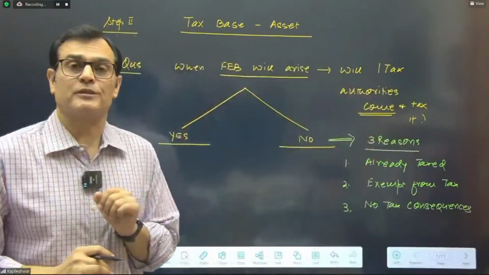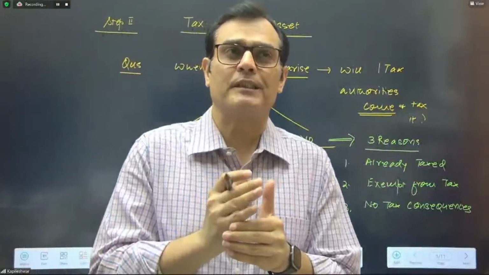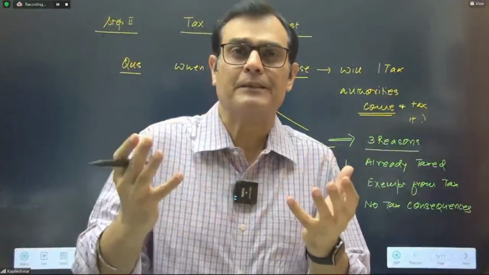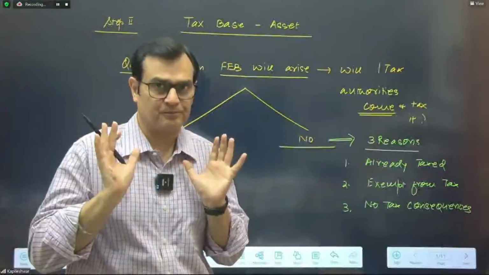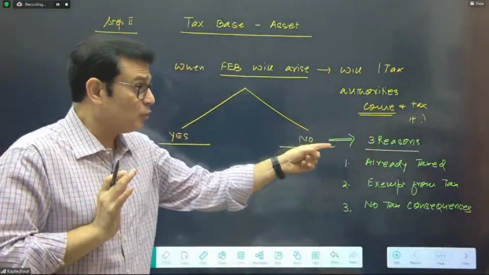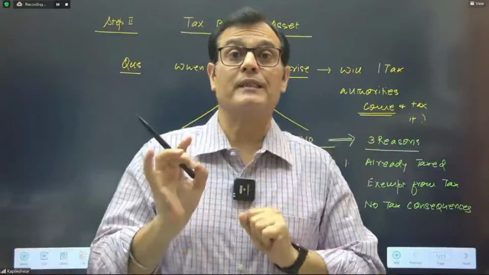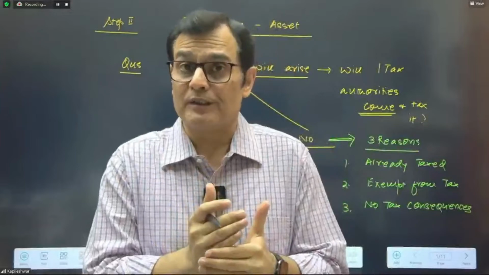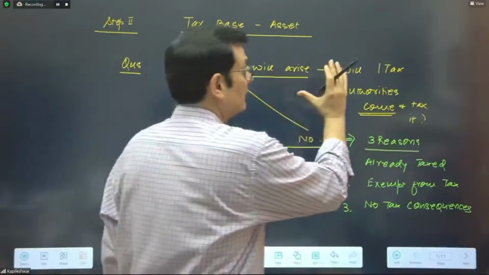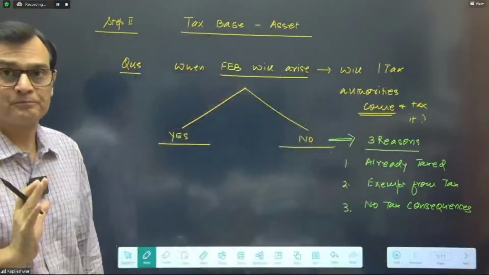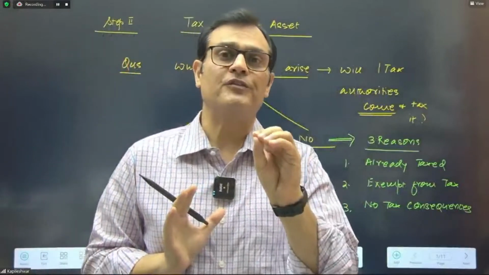When I say no tax consequences, it means it is in the nature of, let's say, a capital receipt. It's not a revenue income, so no tax consequences would arise. So trust me, this is a comprehensive, exhaustive list where you will get an answer no. Carefully look at the situation and just put across a question that when the benefits will come, will the income tax authorities come or not? So the answer is a yes or no. The no is only on account of these three reasons.